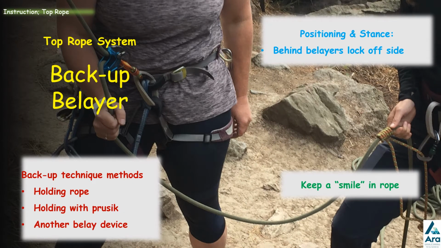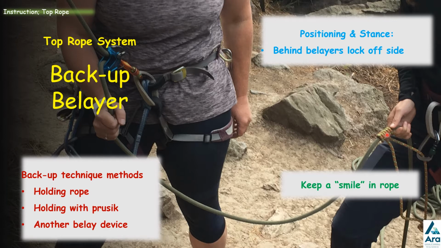A backup belayer, again, another key role. This is your insurance policy, really. If the belayer does get it wrong. Now, the best method I've found over the years is to have the backup belayer with a prusik on the rope clipped into their belay abseil loop on their harness. They still have a smile in the rope. You can see a smile or loop in the rope there.